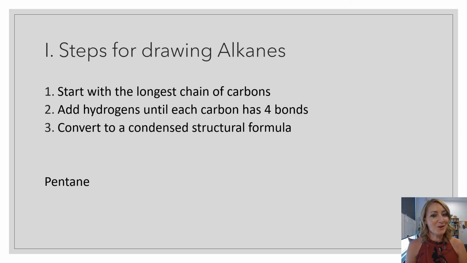All right, to draw an alkane, you just need 3 simple steps. You're going to start with the longest chain of carbons. So I always like to start carbon, carbon, carbon, and I put my bond lines between them. Then you're going to add hydrogens until each carbon has 4 bonds. We're completing the octet. And convert to a condensed structural formula.